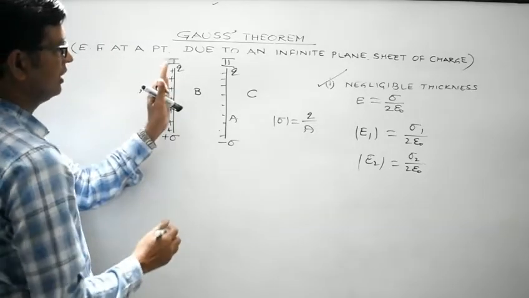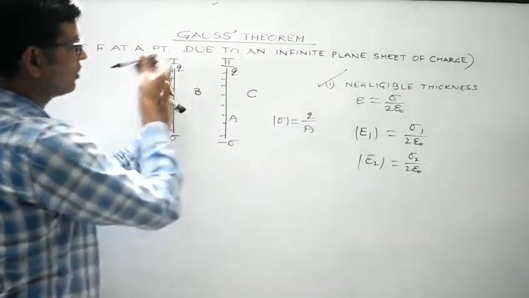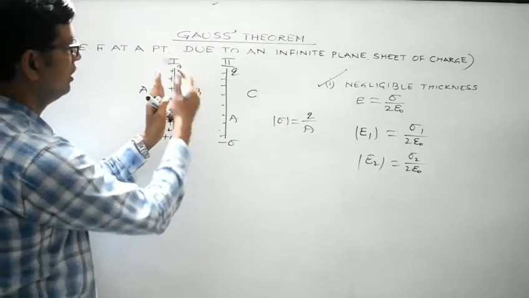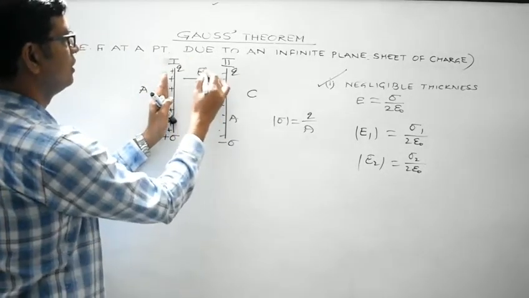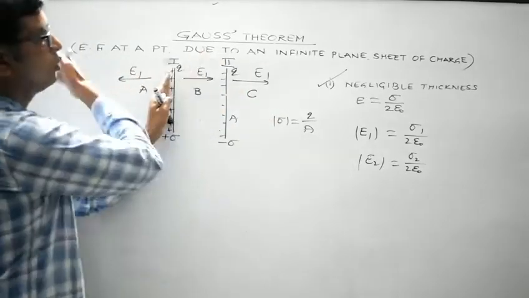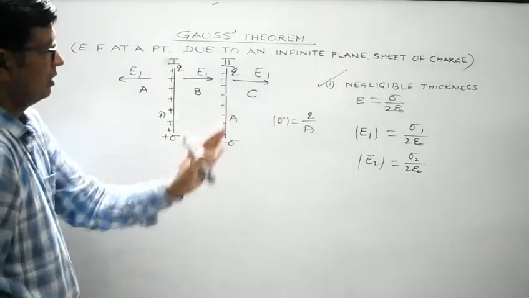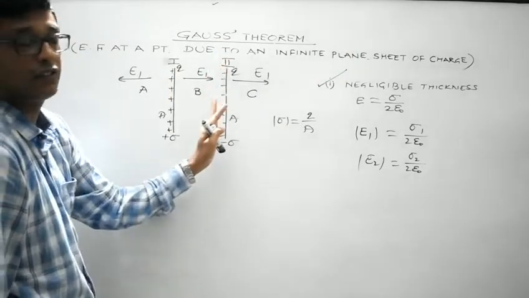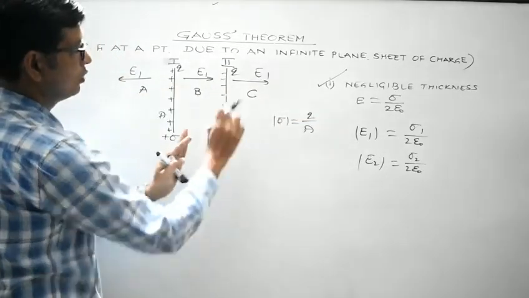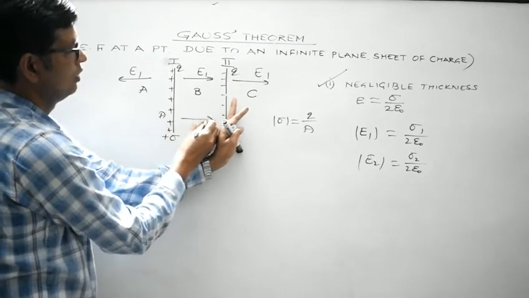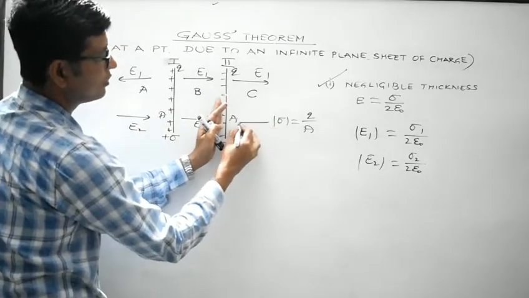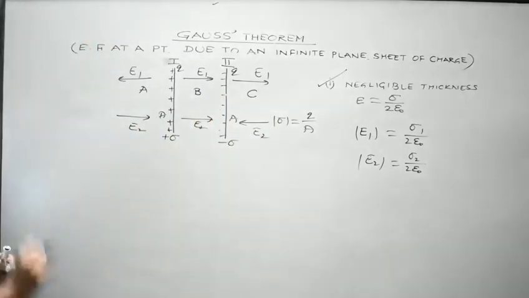Now due to the first sheet, the electric field direction, being positive charge, will be in the outward direction. I am considering the first sheet. It's placed like this. It has positive charge distributed over it. So due to the first, the electric field would be like this. This is E1. It will be in the outward direction, away from the positive charge. Consider the second one. It's negative charge, so the electric field will be towards the negative charge. Due to this, the electric field is, suppose, E2. This will be E2, towards the negative charge.